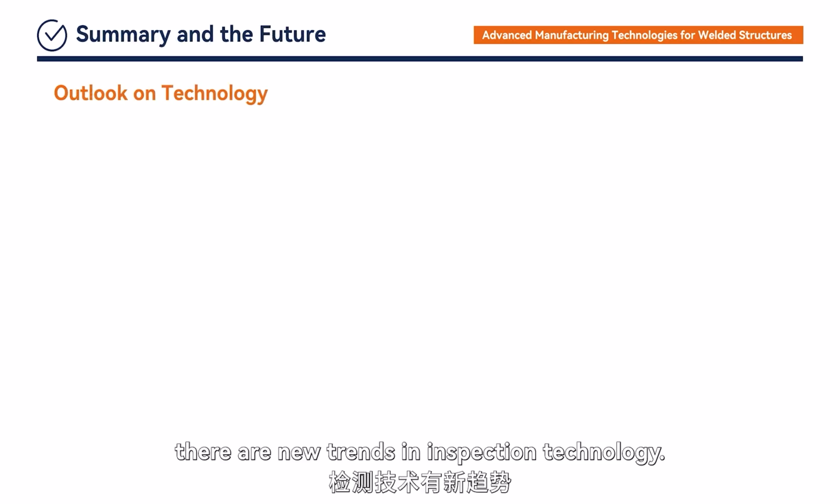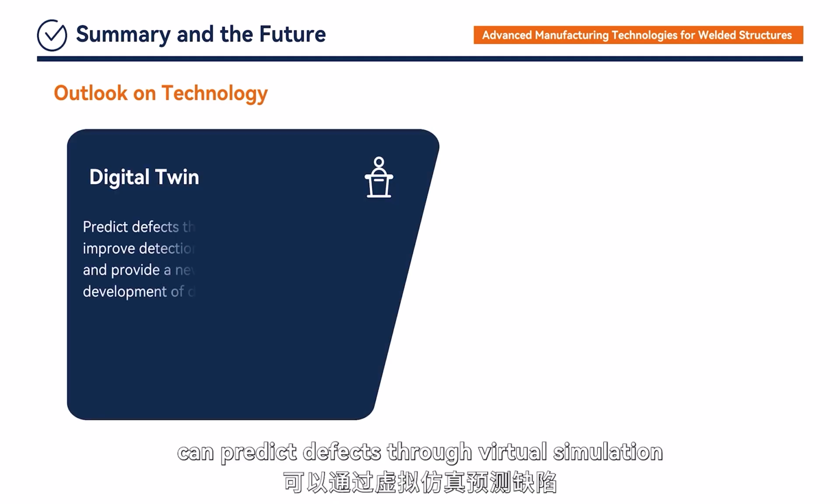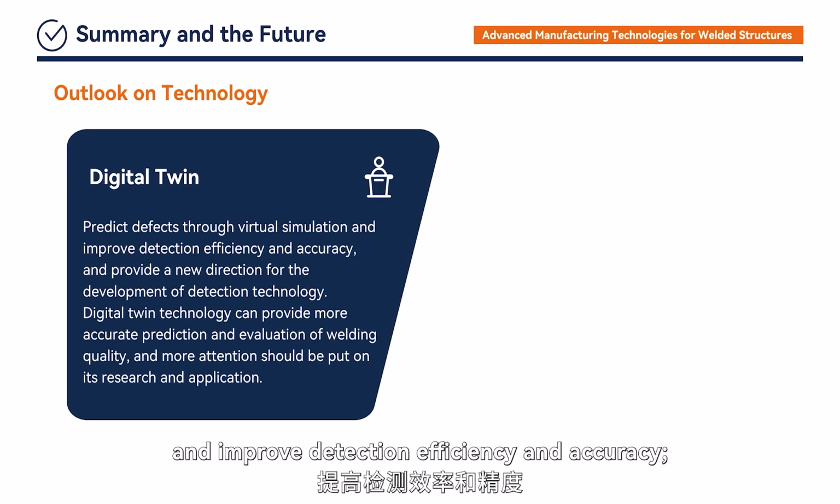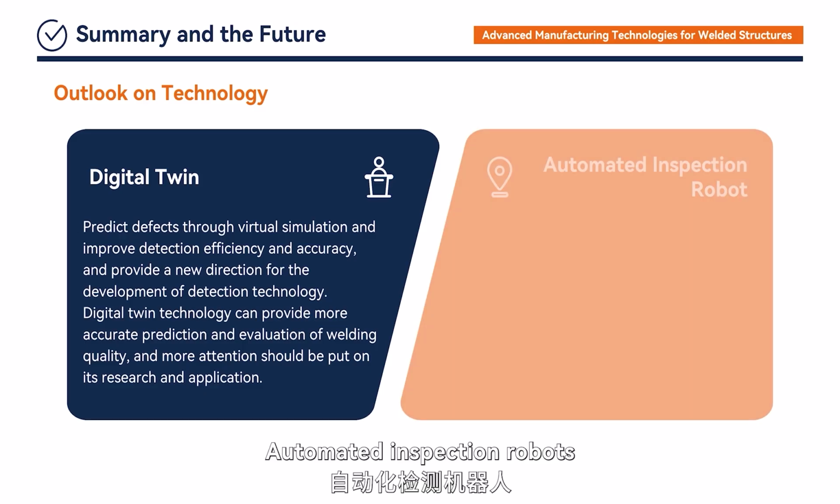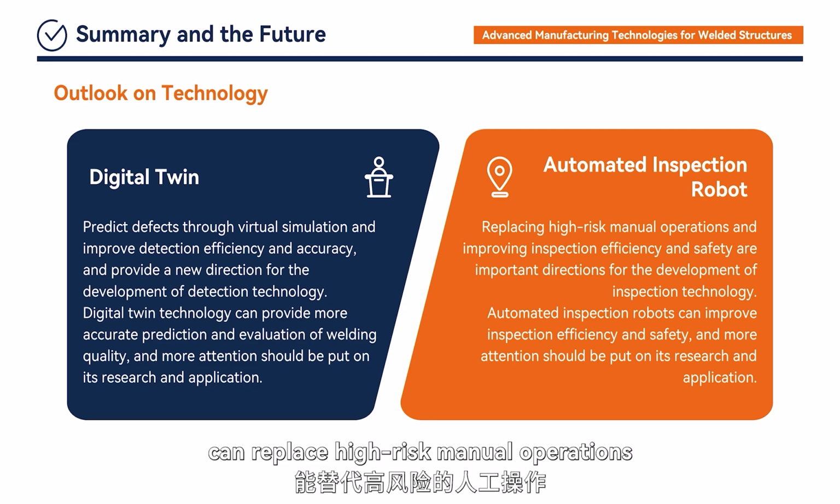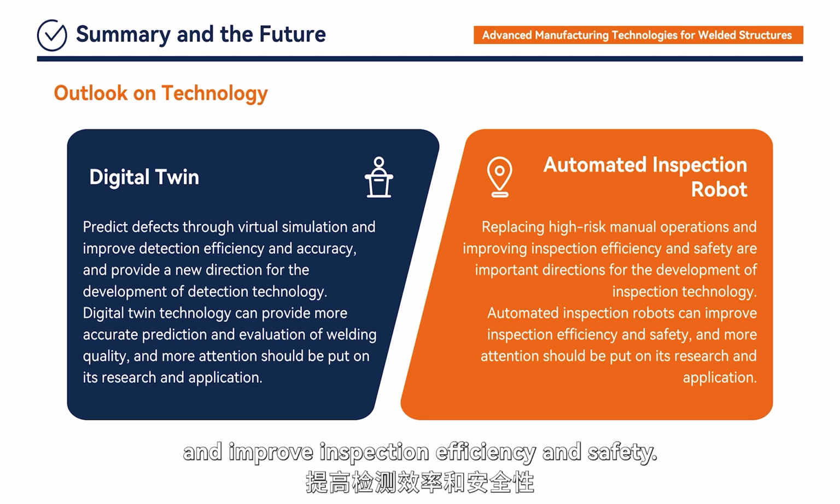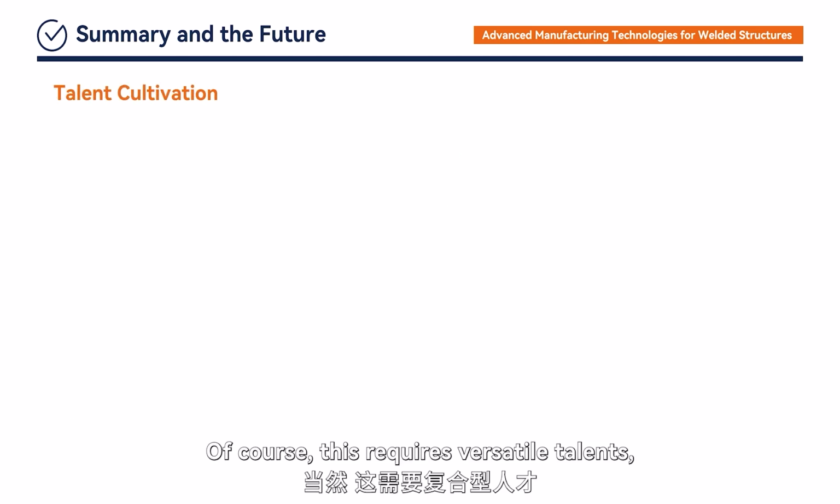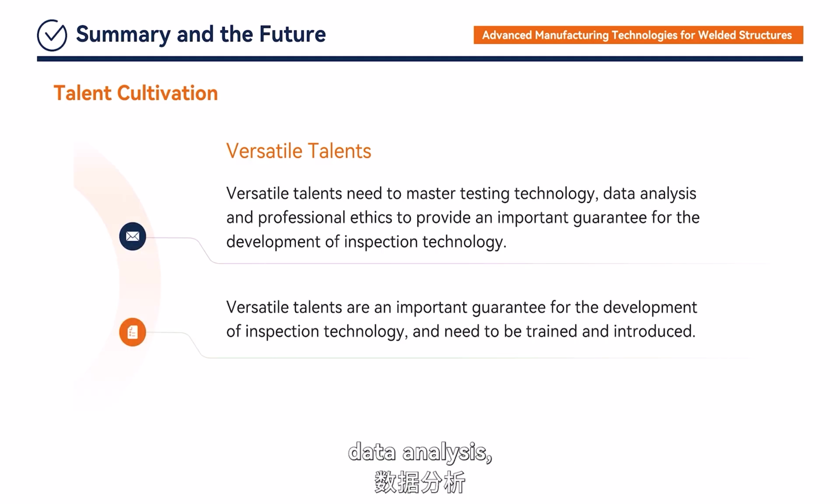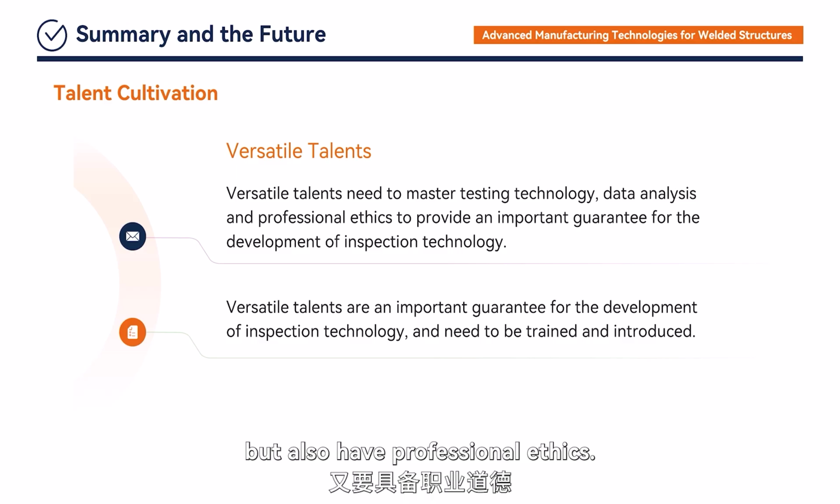Looking ahead, there are new trends in inspection technology. Digital twin technology can predict defects through virtual simulation and improve detection efficiency and accuracy. Automated inspection robots can replace high-risk manual operations and improve inspection efficiency and safety. Of course, this requires versatile talents who must not only master testing technology and data analysis, but also have professional ethics.